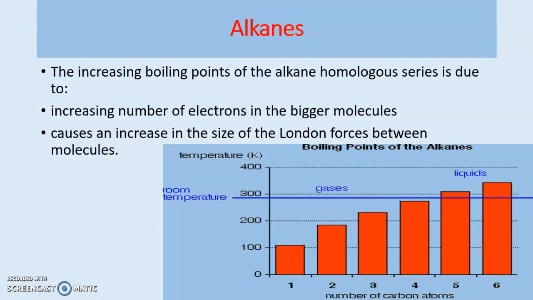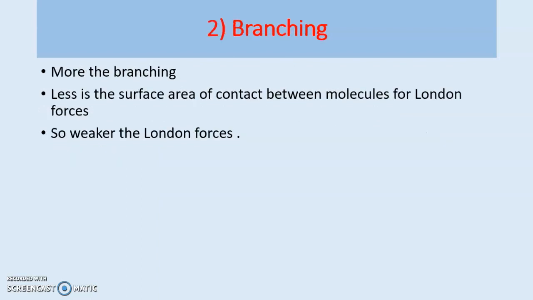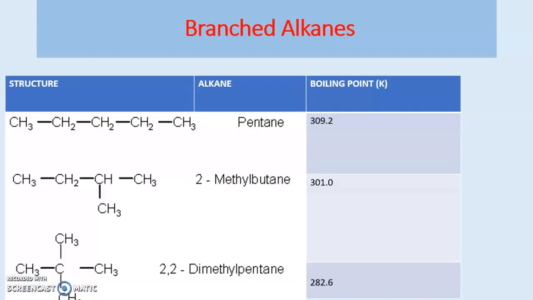Alkanes, as you go down the homologous series, have more carbon atoms and a greater number of electrons, therefore London forces increase, and therefore their boiling point would also increase. Branching. If the molecule has more branching, there are fewer surfaces in contact, therefore it will have weaker London forces. So take a look at this. You've got long chain pentane.